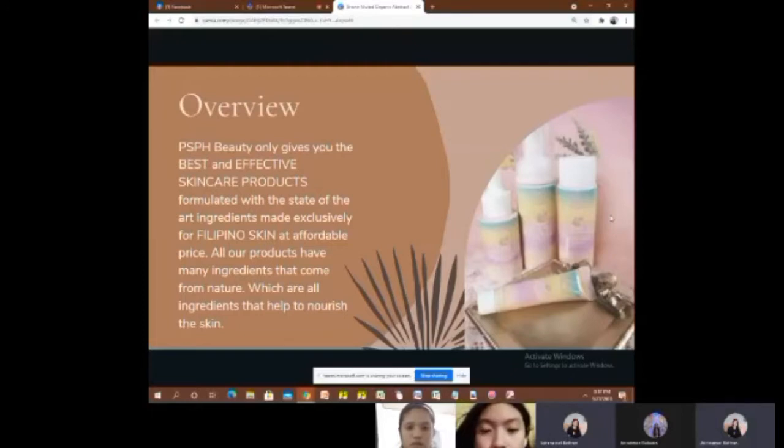For the business overview, PSPH Beauty is a skincare product. PSPH Beauty only gives you the best and effective skincare products formulated with state-of-the-art ingredients made exclusively for Filipino skin at affordable price. All the products have many ingredients that come from nature, which are all ingredients that help to nourish the skin.